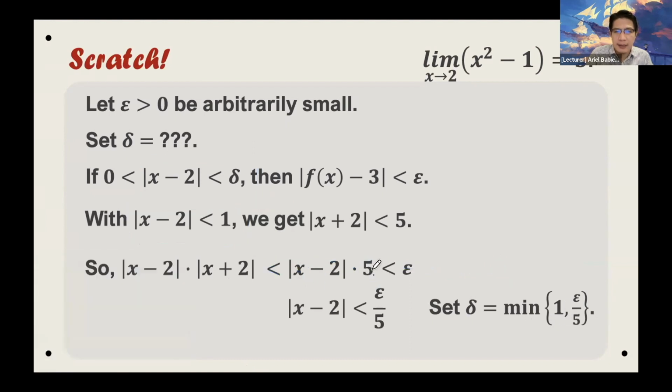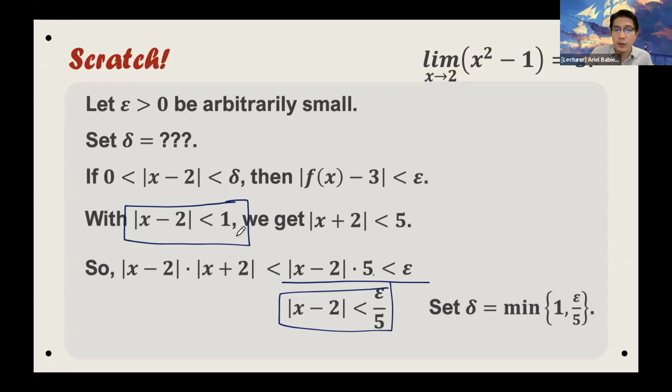Yan. Absolute value of x minus 2 times absolute value of x plus 2. Absolute value of x plus 2 is less than 5. You're going to get this. And less than epsilon, you're going to get this one. Yan. Less than epsilon over 5. But do notice, meron tayong ginawang initial assumption here that the absolute value of x minus 2 is also less than 1. So in a sense, we considered two possible values for delta. That's why the final choice for delta is the minimum of 1 and epsilon over 5.